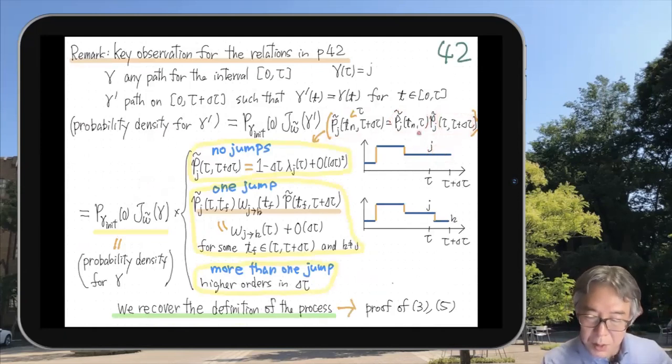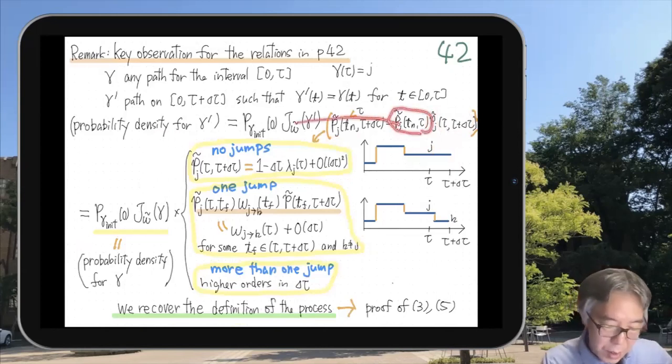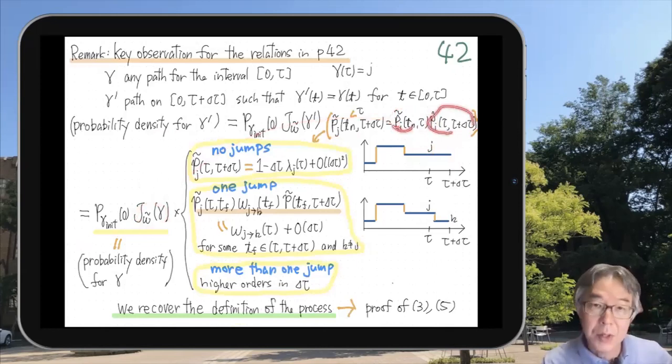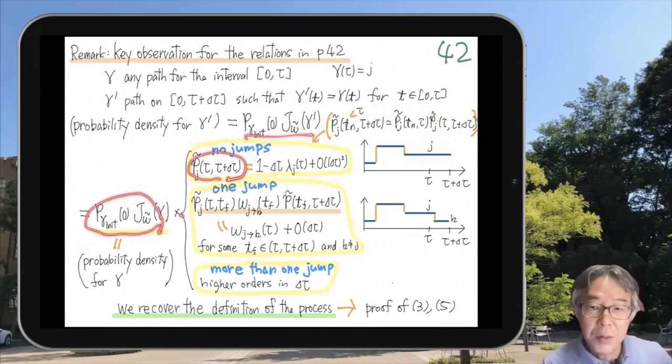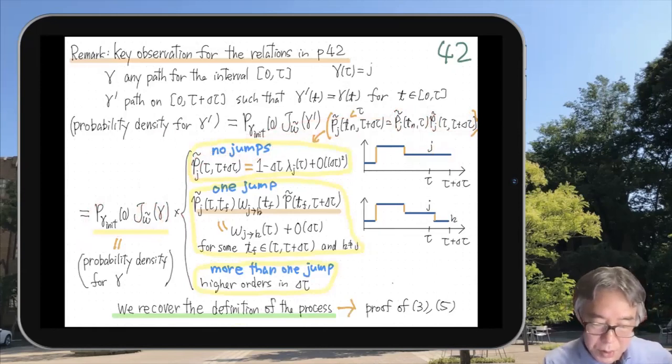Look, this is for time less than tau, so this is actually what you have in here. What remains is this. So in this case of no jumps, this precisely becomes this times this. Now we look at the contribution in the lowest order of delta tau. The lowest order is 1. The next lowest is minus delta tau times the escape rate, and higher order.